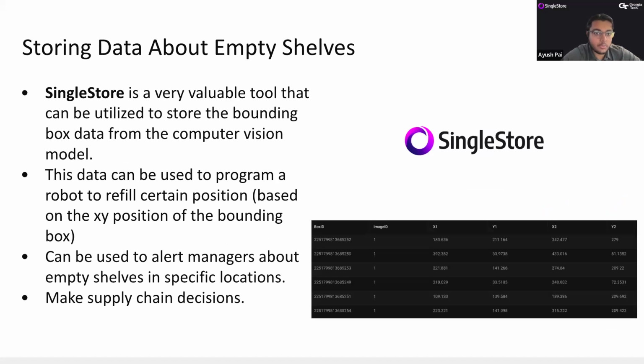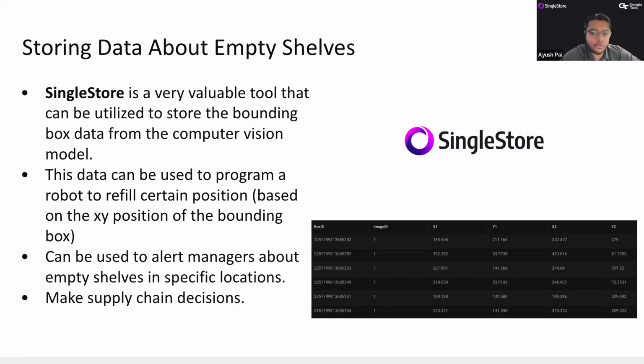And then obviously we would need something to store the data about all the empty shelves. So SingleStore really serves as a really efficient storage and retrieval system for data obtained from computer vision models like YOLO V8. When applied to the context of managing supermarket inventory, the bounding box data generated by the model can be stored in SingleStore, in a SingleStore DB in a certain table. And this data can include the coordinates of the bounding boxes, which really indicates the location of the empty shelves. And this information is really critical for restocking purposes.